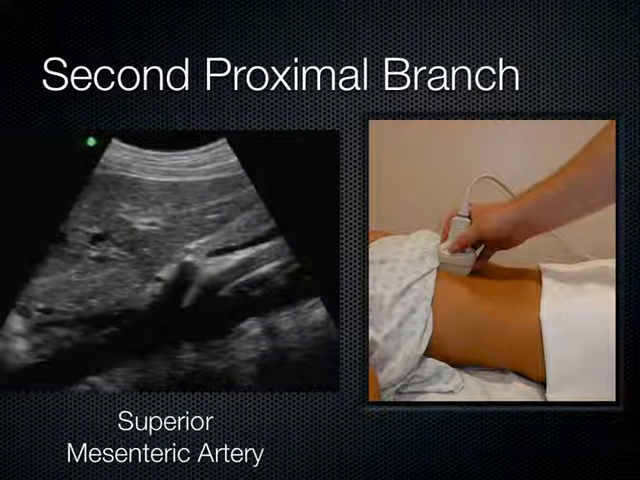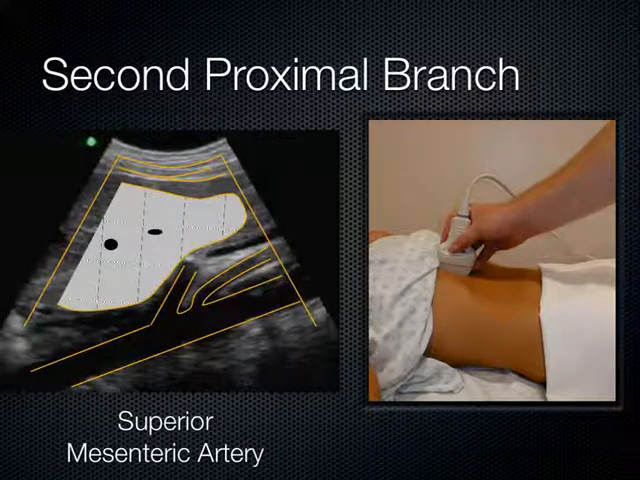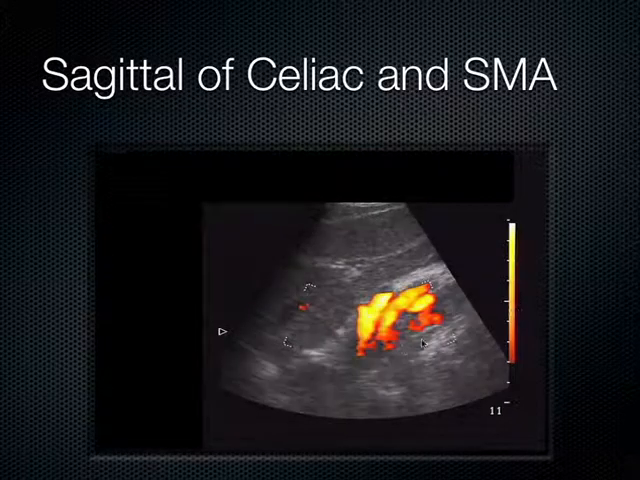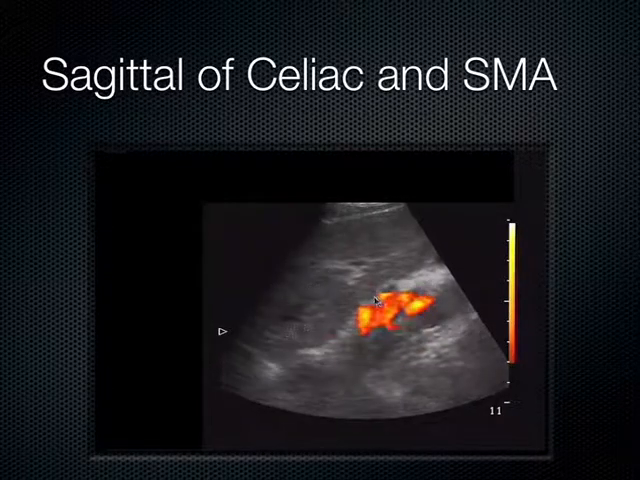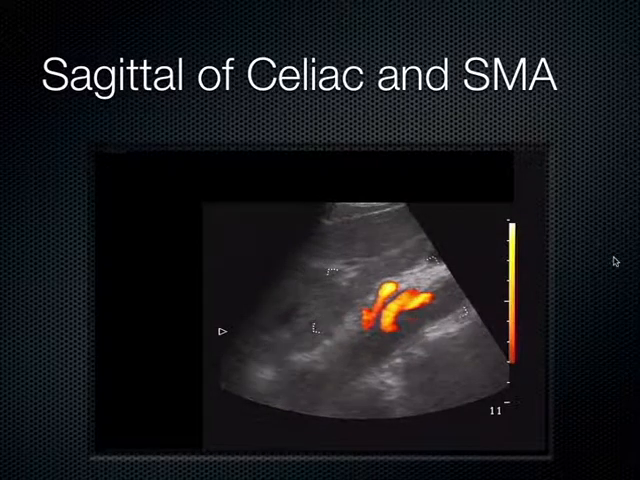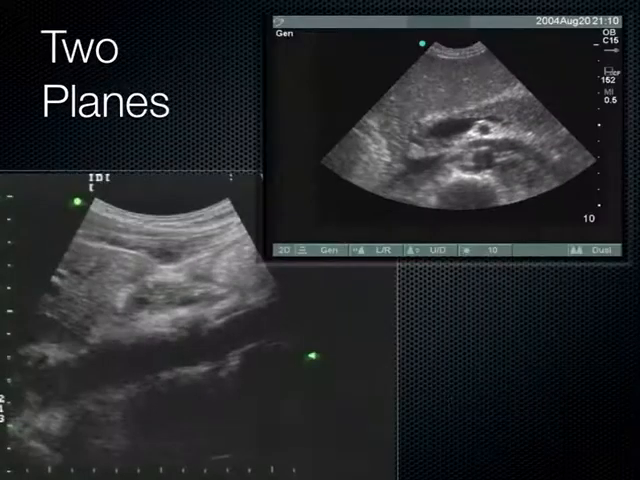Sagittal view here of the superior mesenteric artery. It's the second branch off the abdominal aorta. Pretty easy to see there in its sagittal plane. This is also sagittal. Here's the aorta. Here's that celiac axis. Below it is the superior mesenteric artery. Pretty easy to see with a powerful Doppler.